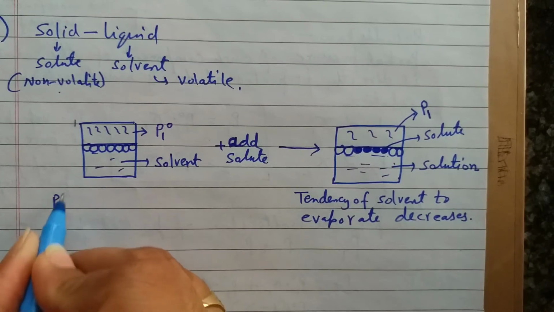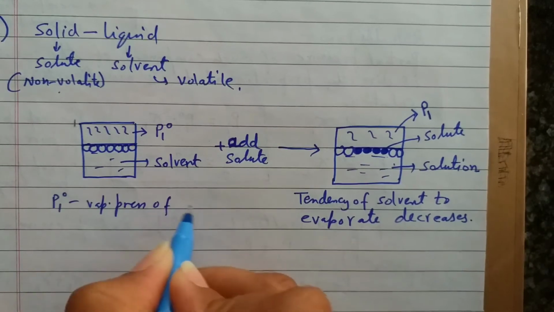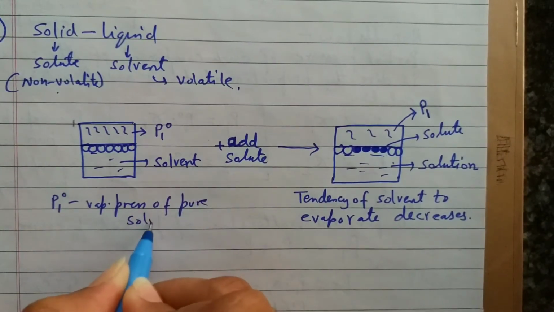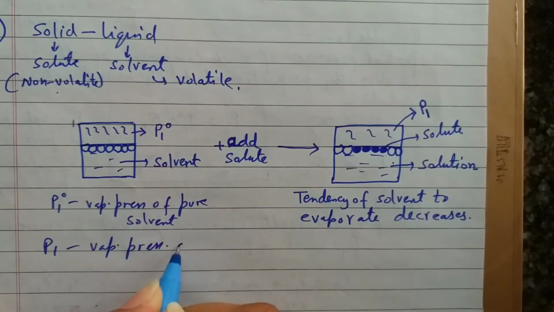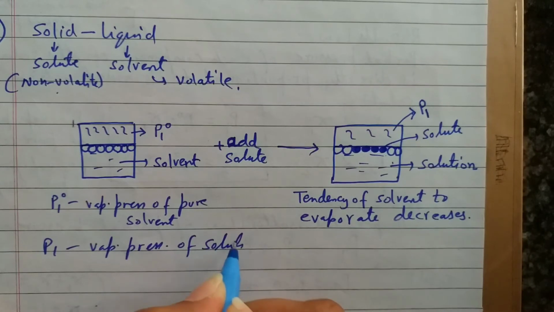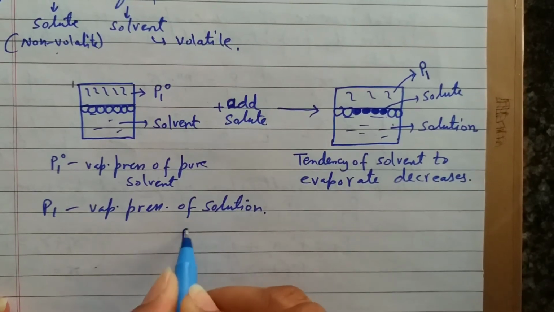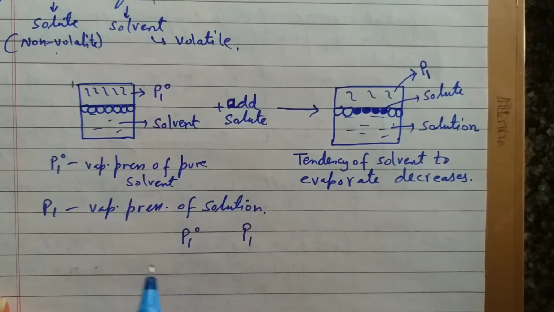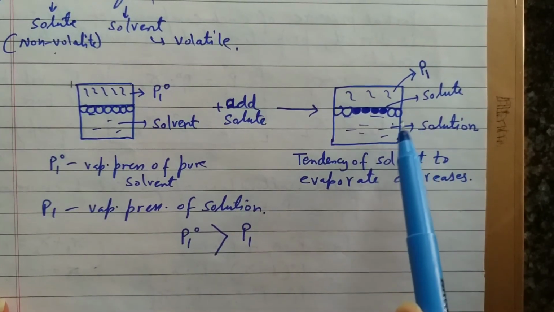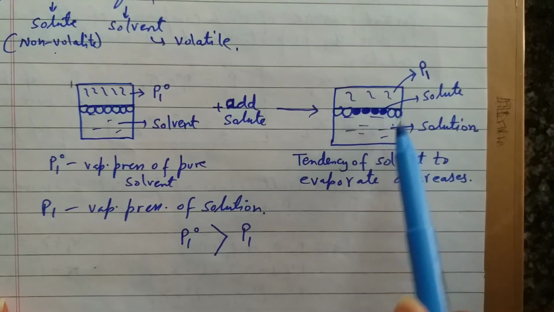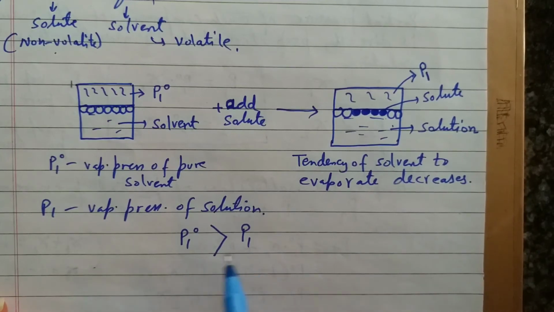So I'm mentioning here, P1 naught is the vapor pressure of the pure solvent, whereas P1 is the vapor pressure of the solution that we have formed. And it is quite obvious that if we draw a comparison between P1 naught and P1, P1 will be less than P1 naught. As we saw here, lesser solvent particles will now be going into the vapor phase because some of the surface is covered by the solute which is not volatile. So P1 will be less as compared to P1 naught.